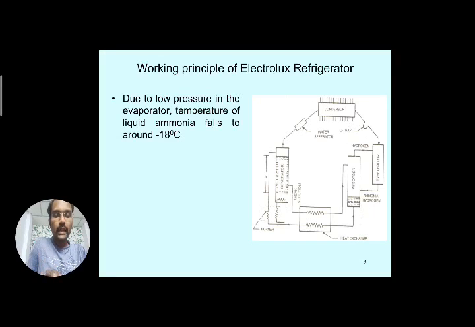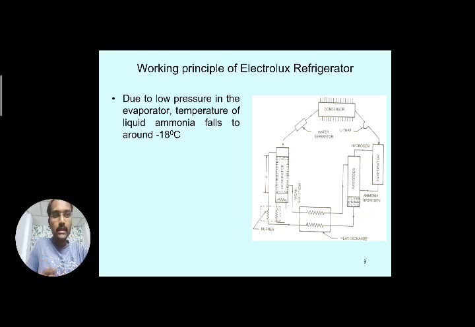The temperature of the liquid also changes. Whatever ammonia liquid is coming in, the temperature of that liquid ammonia also falls to approximately minus 18 degrees centigrade. Okay, minus 18 degrees centigrade, pressure drops to 2 bar. You can clearly see this in the explanation of the principle of Dalton's law of partial pressure. Due to the low pressure, the temperature also falls drastically to minus 18 degrees centigrade.